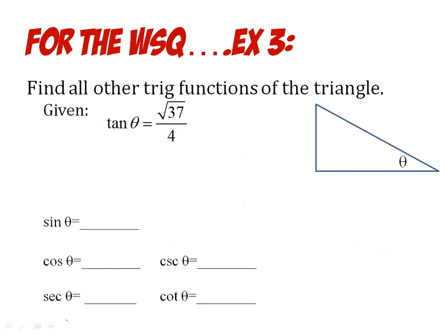All right, for the whisk, I want you to work this one out. Find the other trig functions of the triangle. You've been given tangent. Just remember, start with this. The tangent is your opposite over adjacent sides. Knowing that, you can find the rest of the functions. Okay, good luck, and see you in class.